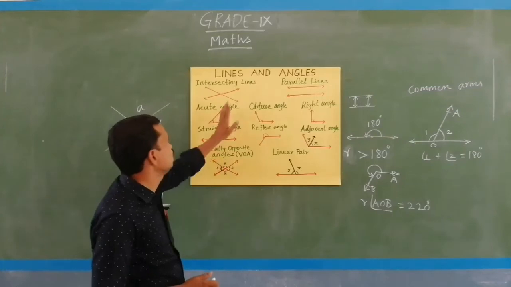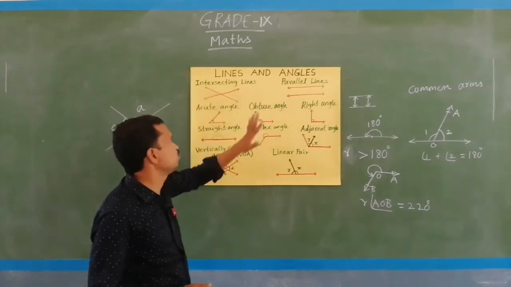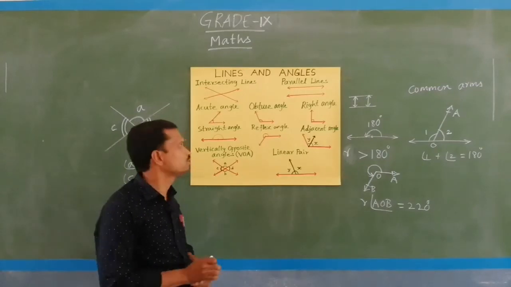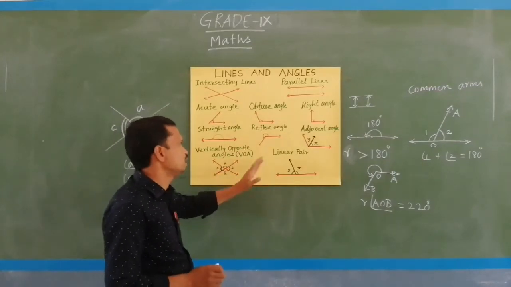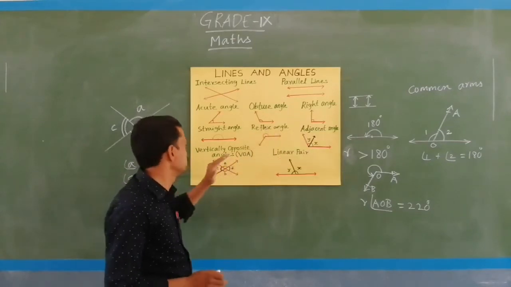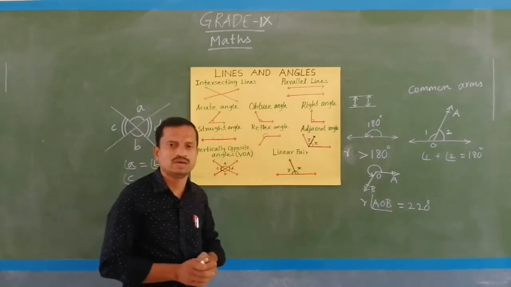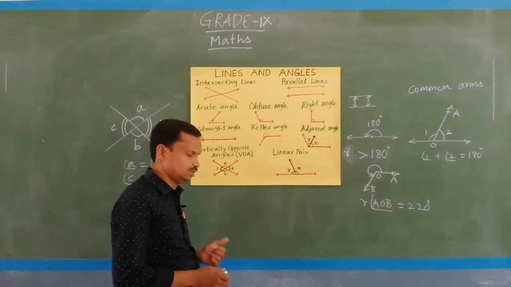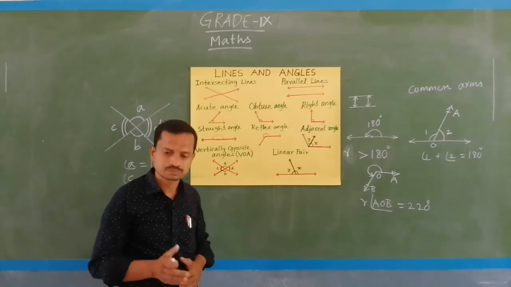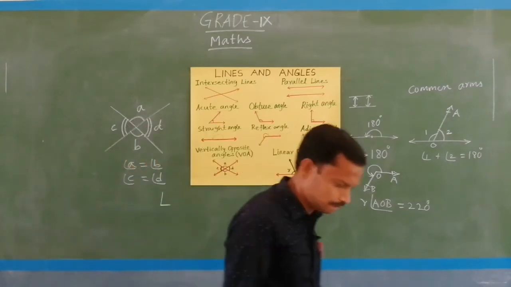So first of all, lines and angles. About lines means intersecting lines and parallel lines, and about angles means all types of angles, and over this adjacent angles, vertically opposite angles, and linear pair of angles we are going to see here, and we are going to apply all these points in the problems.